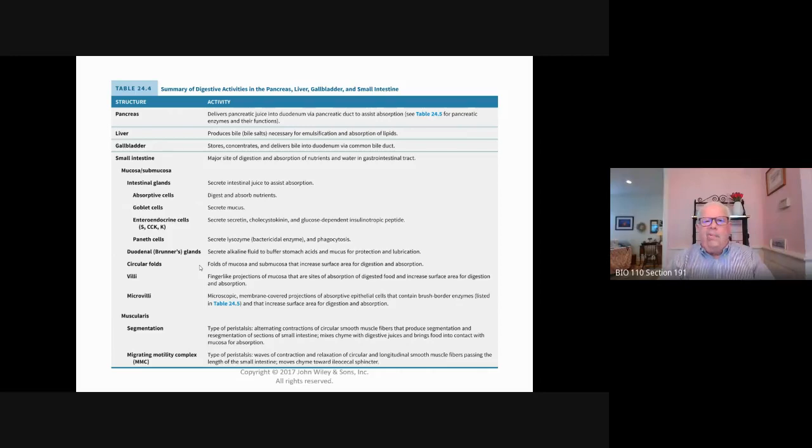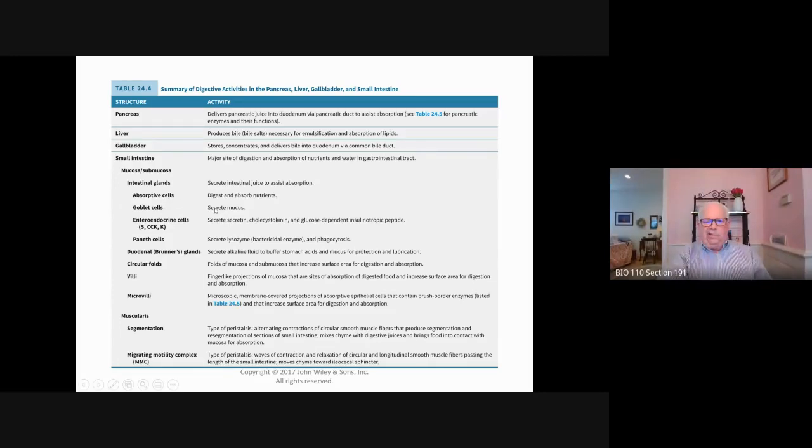Here is what we're talking about. The pancreas delivers pancreatic juice, which contains all the enzymes. The liver produces bile salts necessary in the emulsification and absorption of lipids. The gallbladder stores bile. The small intestine is digesting and absorbing nutrients, the absorptive cells.